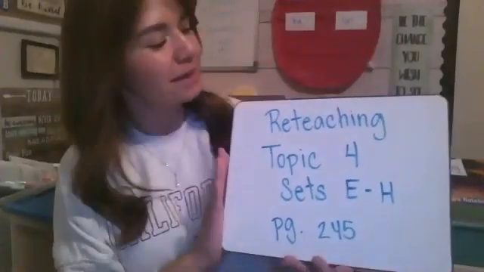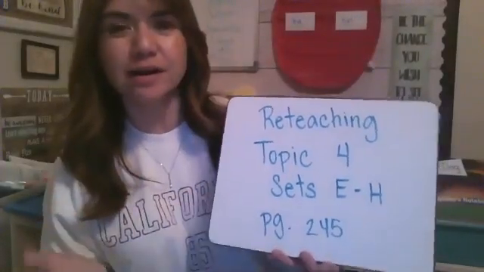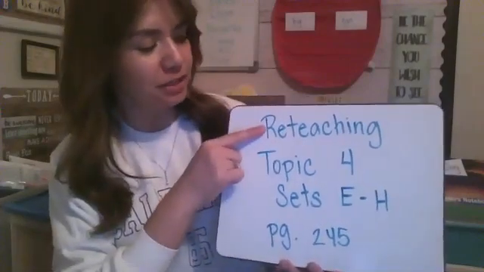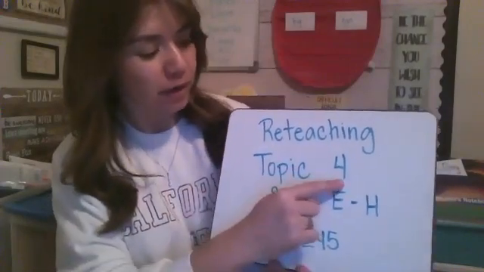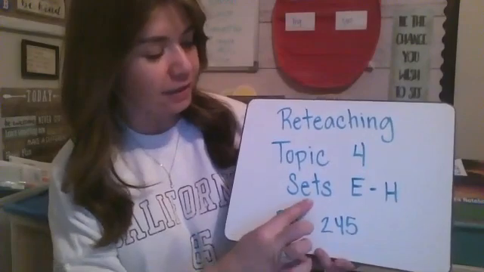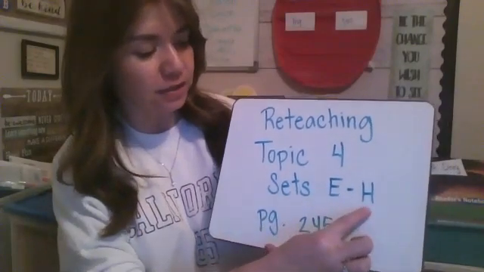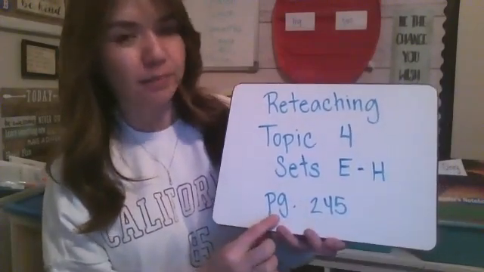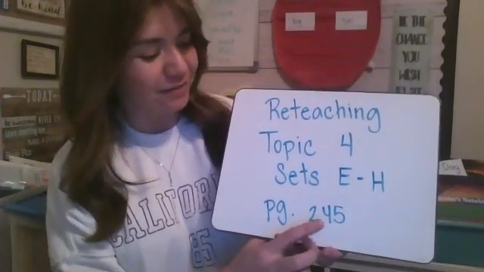Okay, hello, second graders. Today we are on our second half of the reteaching pages for topic 4. So we're going to be looking together at sets E through H. We're going to find that on page 245. So if you need to go ahead and get your books out, you can pause the video now.